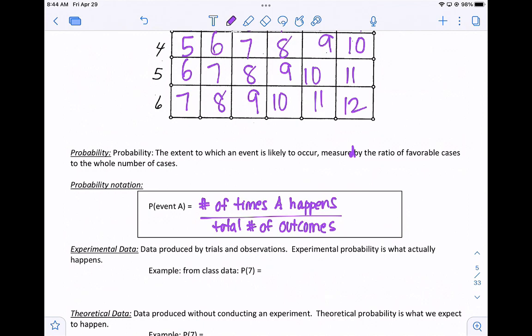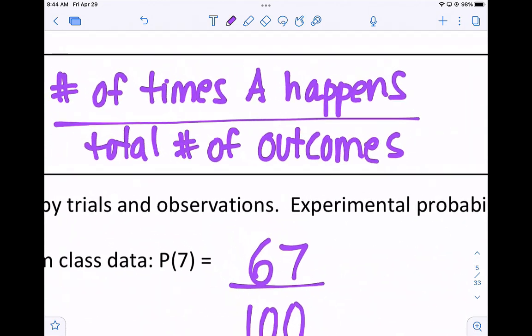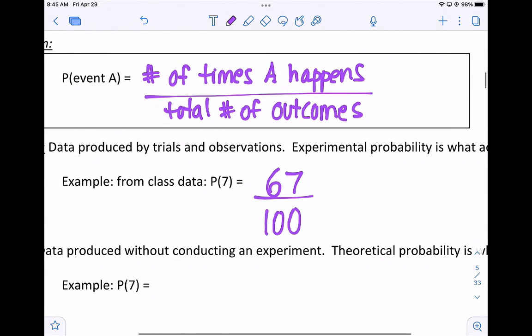So let's do some examples of this. Experimental data, again, is data produced by trials and observations. Our experimental data was rolling the dice 50 times and then recording our class data. Experimental probability is what actually happens. So for example, let's say the probability of rolling a 7 out of 100 times was, I don't know, we'll say 67 out of 100. So I'm just making these numbers up, but we'll have our actual class data to look at. If that was the case, again, 67 would be the number of times you roll the 7 out of 100 times total. You can write probability as a fraction, a decimal, or a percent.